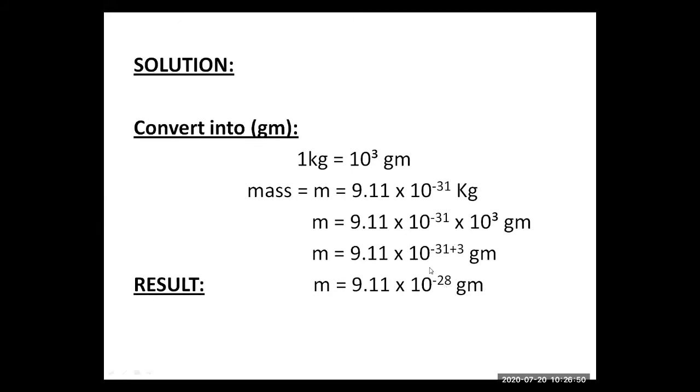And why are we writing the minus sign? Because the greater number has the minus sign. That's why we can convert kilogram into gram. The result is m is equal to 9.11 multiplied by 10 raised to the power minus 28 grams. Now just take a screenshot of this page.